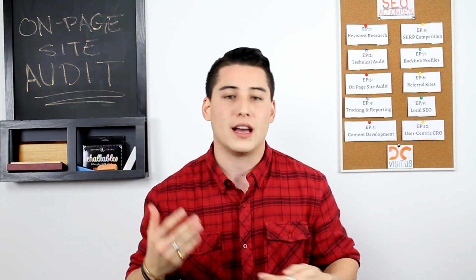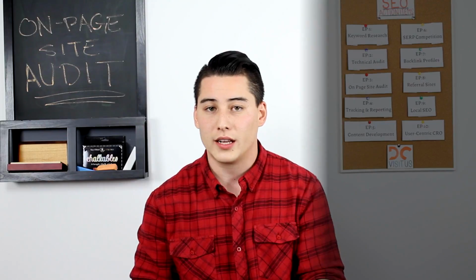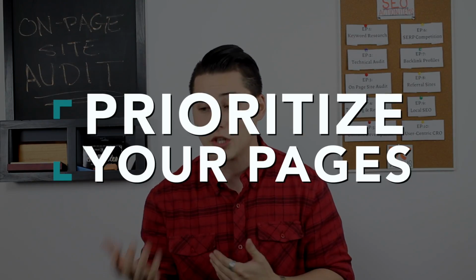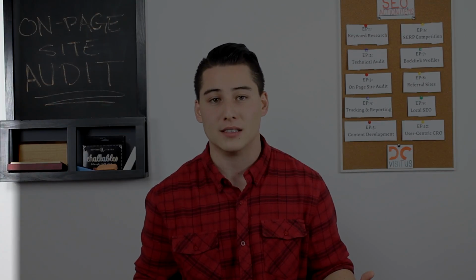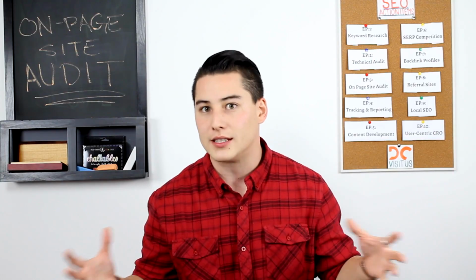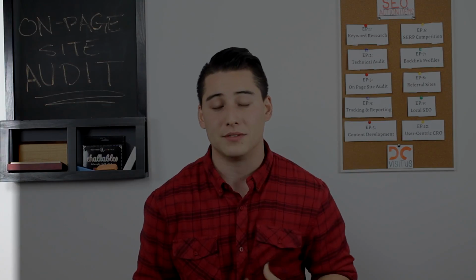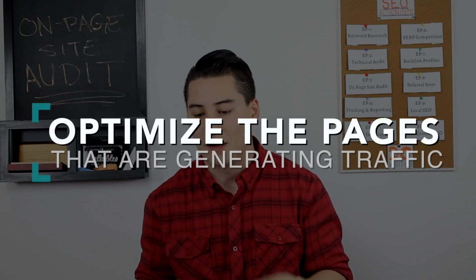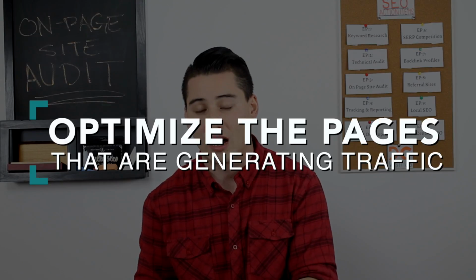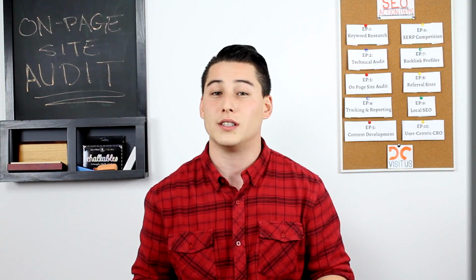Before we get started with actually going into an on-page SEO audit, you have to remember to prioritize which pages of your domain you're going to optimize. It may be tempting to comb through every single part of your pagination and make sure every page is as optimized as possible, but that's really just not reasonable in terms of time. You actually need to make sure that you're optimizing the pages that are already generating traffic and conversions, because those are the ones that really matter.